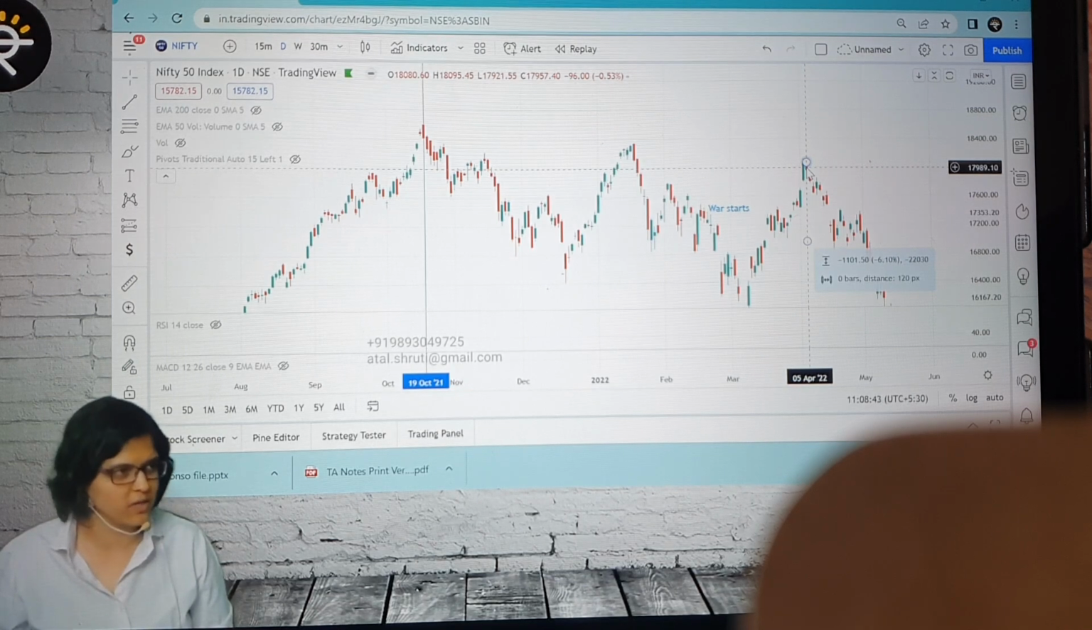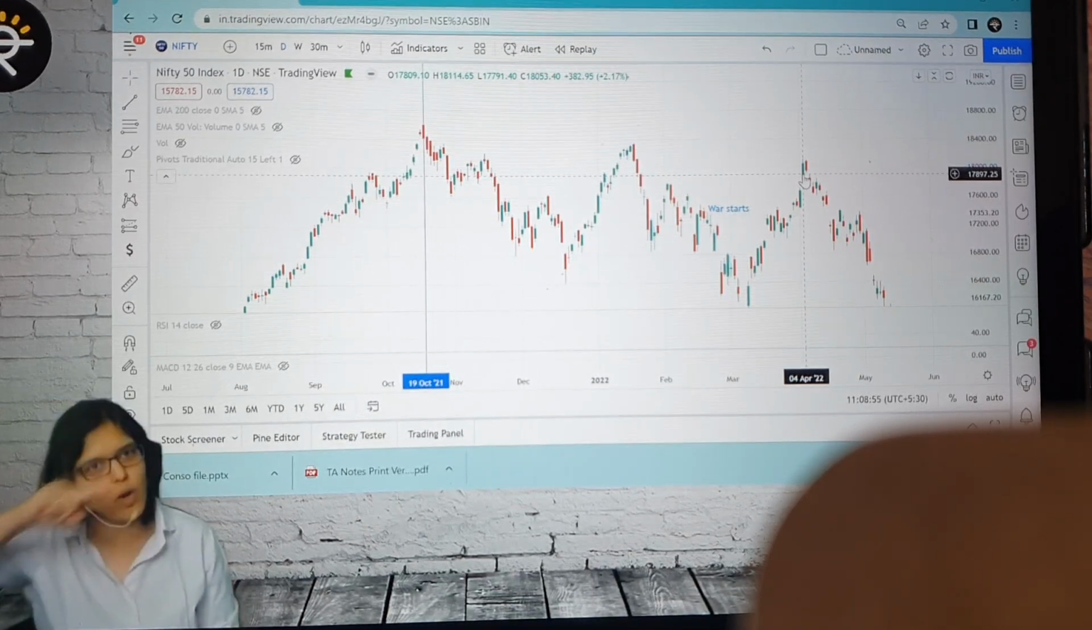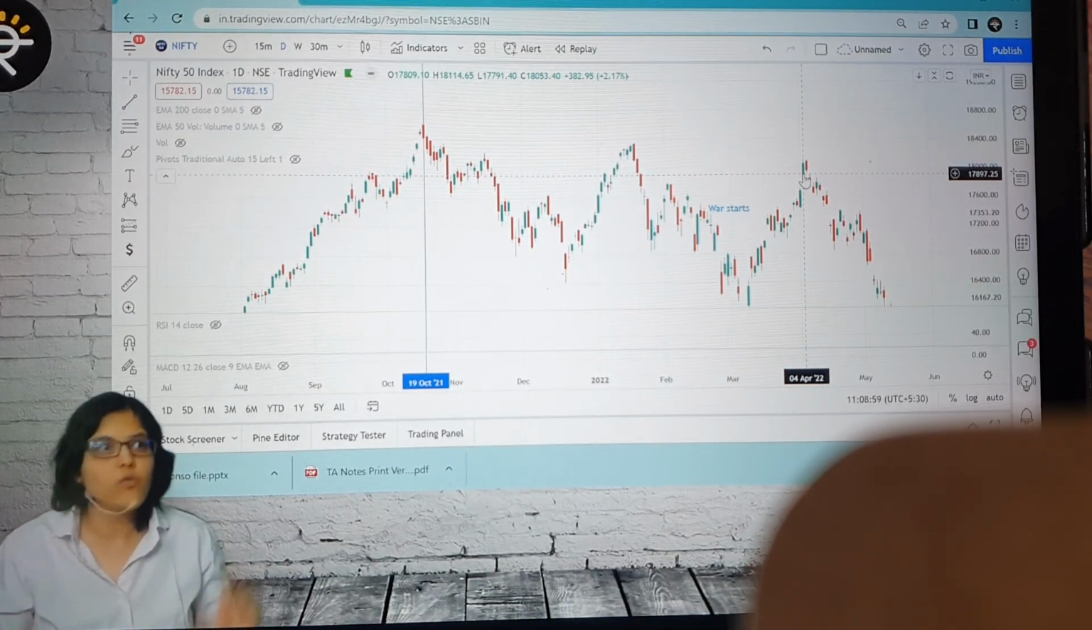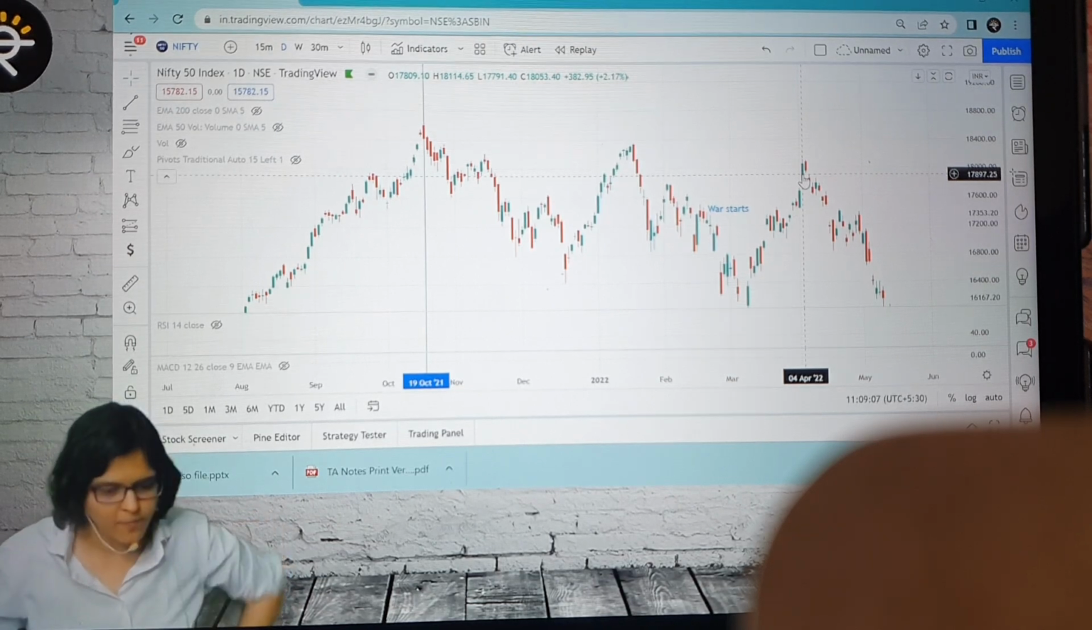I'm considering open or close, either. We're not considering the wicks right now. Okay, clear? Can I say this is the lowest? If you want to identify the trend, either you consider the wicks or the body. Both are correct. But what is wrong is considering the wick for one candle and the body for another candle. That's not correct. Have the same strategy everywhere. Is this okay? So tell me what is the lowest point here.